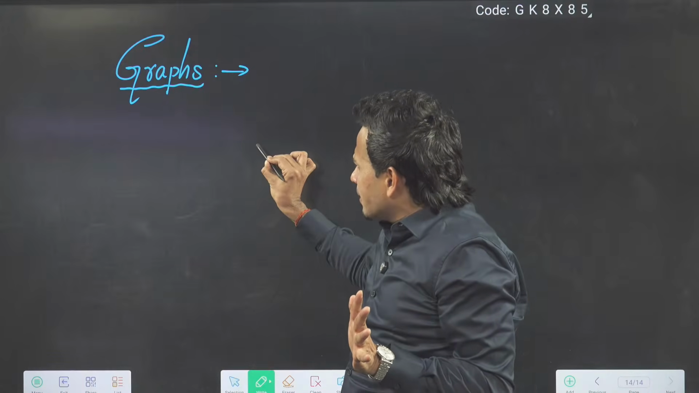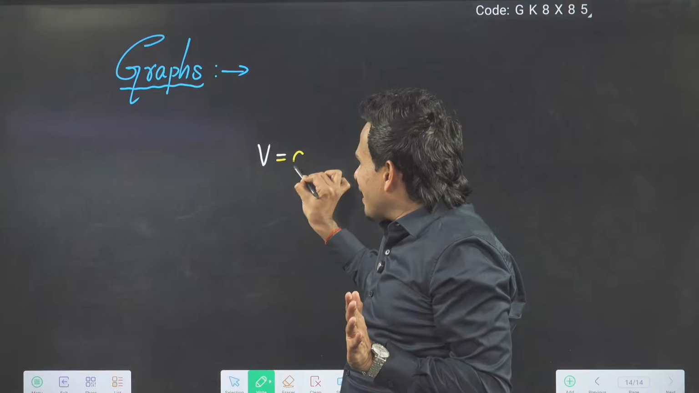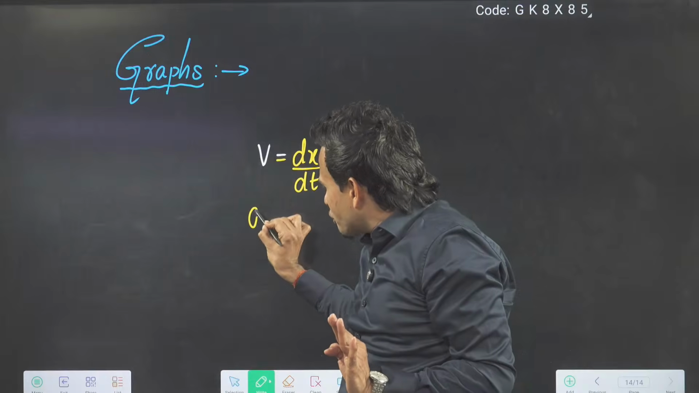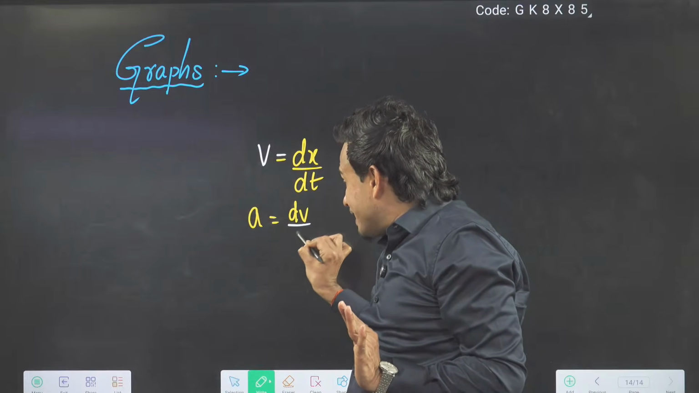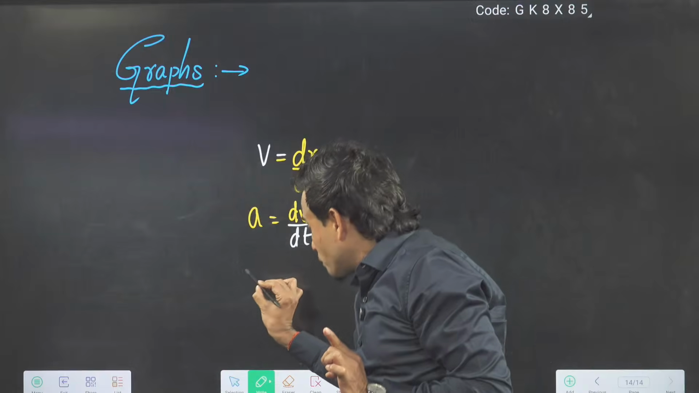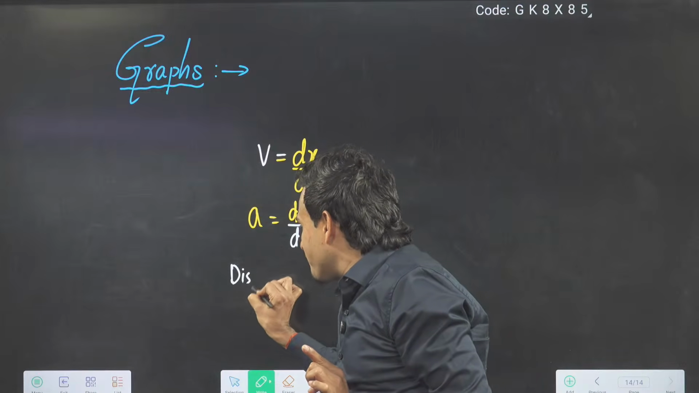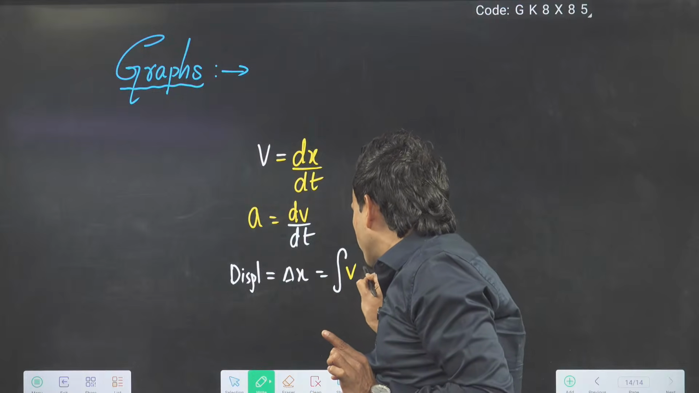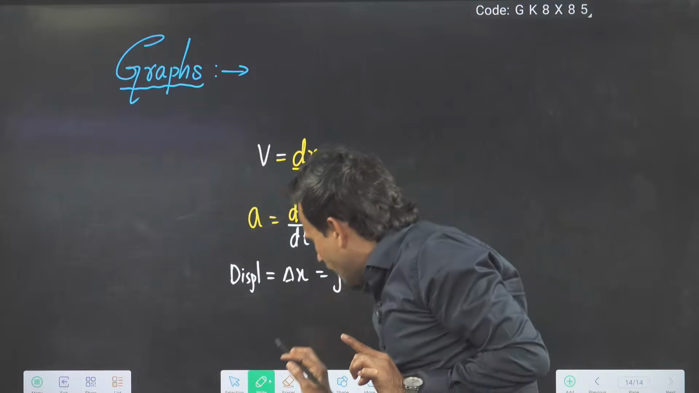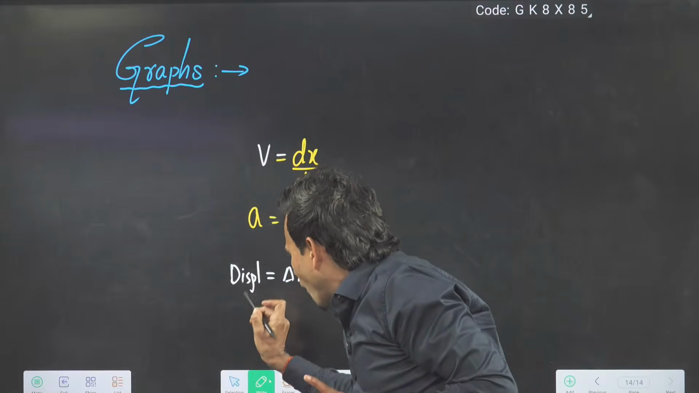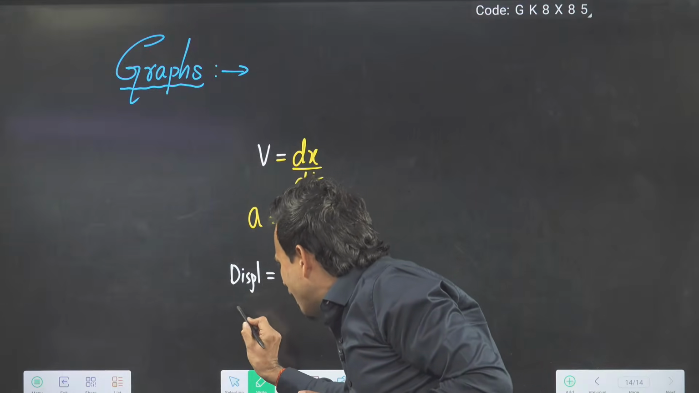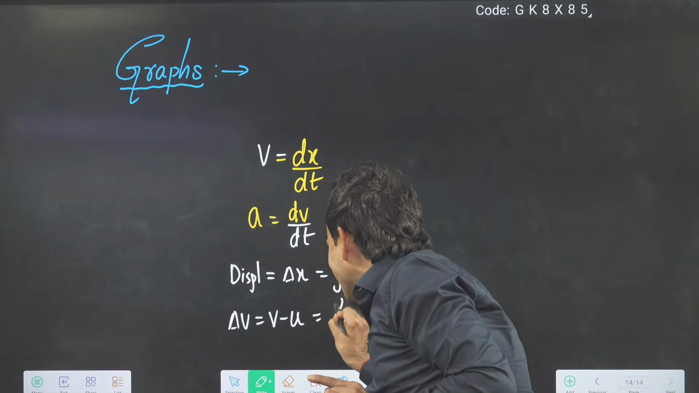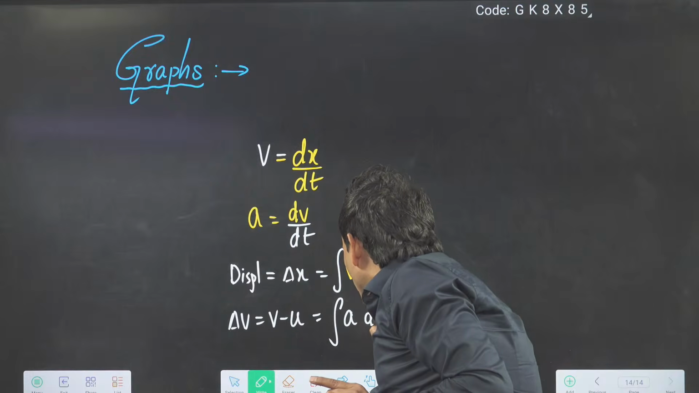And if you remember, I was saying previously that velocity is dx by dt. Acceleration is dv by dt. We also studied displacement, which is change in position, is integration of velocity with respect to time. We also studied change in velocity, delta v, which was v minus u, will be integration of acceleration with respect to time.